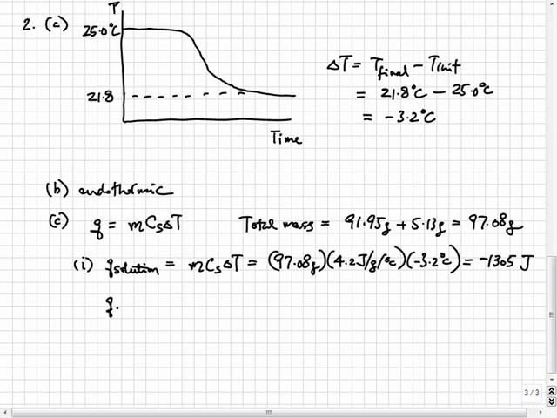Q of the reaction is a negative of this because whichever heat is lost by the solution goes into the reaction. So Q of the urea dissolving equals plus 1.3 times 10 to the third joules.